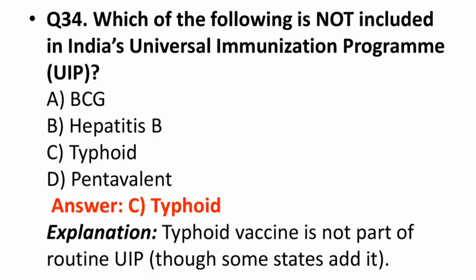Which of the following is not included in India's universal immunization program? Option A, BCG, option B, hepatitis B, option C, typhoid, option D, pentavalent. The correct answer is option C, typhoid. Typhoid vaccine is not a part of the routine universal immunization program, though some states have added it.